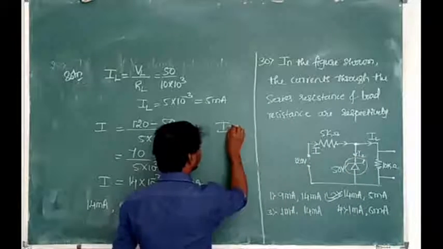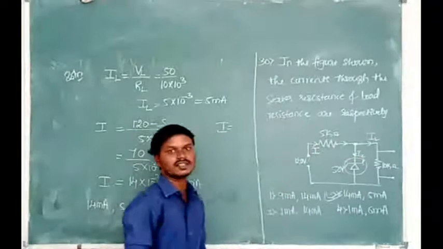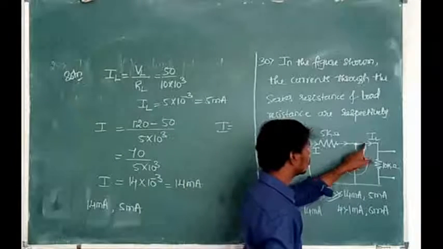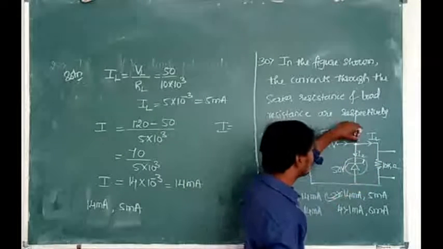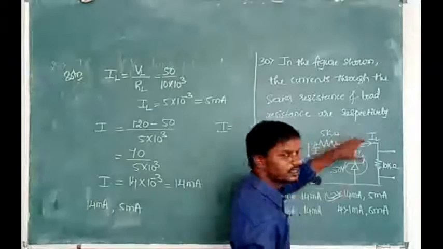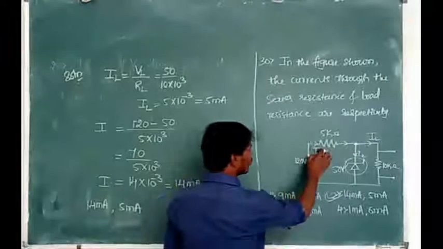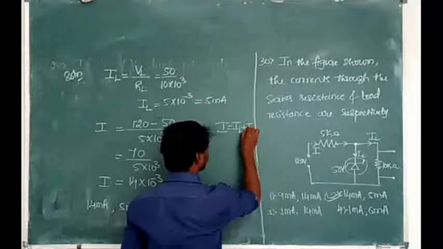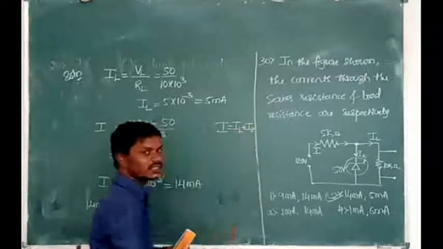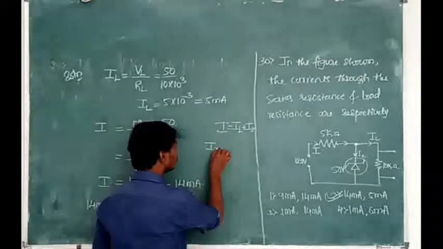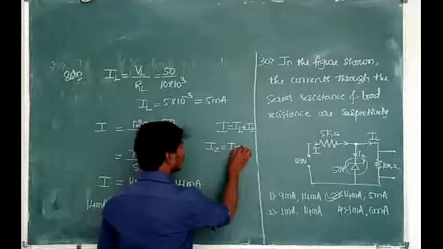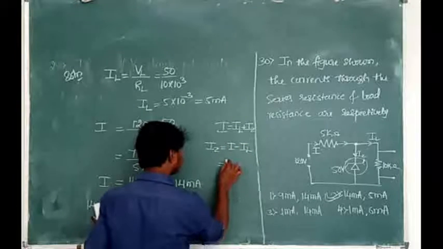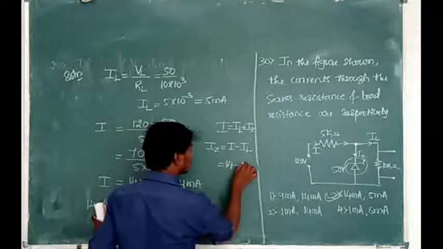That I is equal to, by using Kirchhoff's current law. What is Kirchhoff's current law? The sum of current entering is equal to the sum of current leaving. What are the leaving currents here? IL and IZ. And what is the entering current here? That is I. So I is equal to IL plus IZ. Then what is the current through the Zener diode? That is IZ is equal to I minus IL. So what about I? I is nothing but here 14. Then IL is how much? That is 5.